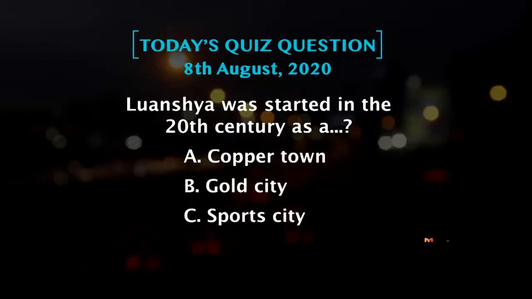As you can see, that's how the Roan Antelope came about. So now you learn something. So today's quiz question: Luanshya was started in the 20th century as A, a copper town, B, gold city, C, sports city. So if you know the answer, A, B, or C, try and answer correctly. I'll read that again. Luanshya was started in the 20th century as A, a copper town, B, gold city, C, sports city. So A, B, or C.